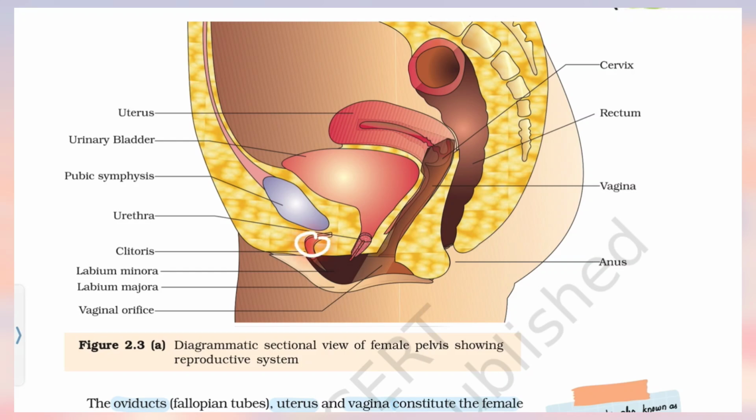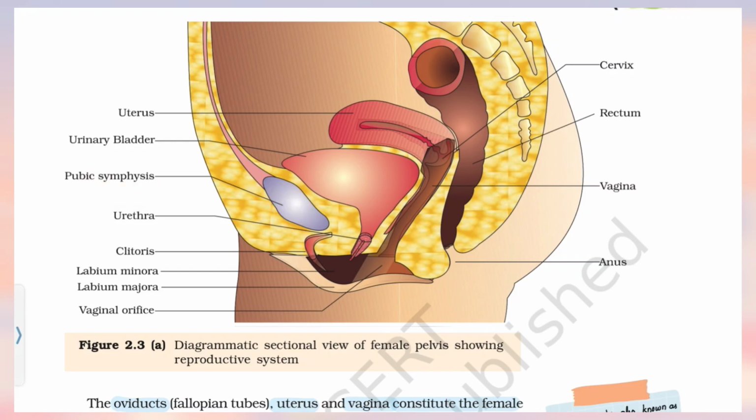This small sensitive structure is the clitoris. It is rich in nerve endings and is involved in sexual stimulation. The short tube is the urethra, which carries urine from the urinary bladder to the outside. Located anteriorly is the urinary bladder, part of the excretory system, shown here for positional understanding. This bony joint is the pubic symphysis, which provides support to the pelvic region.